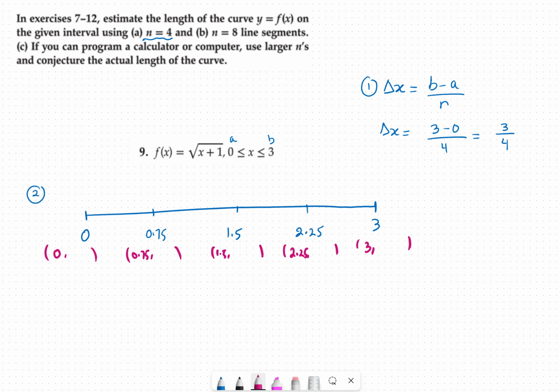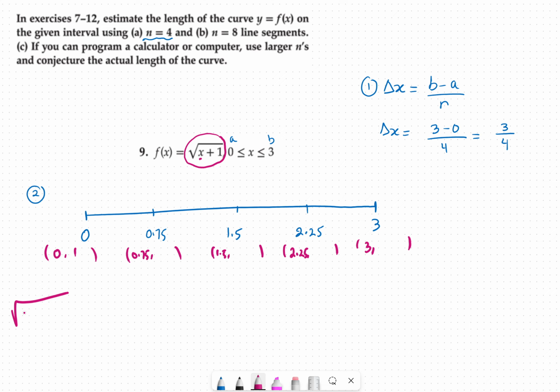Now how will I find the y? You will have to do direct substitution into your function. So when x is 0, you will go to your calculator and you will write square root of, instead of this x, you will put 0. So square root of 0 plus 1 under the root, it will give you 1. Then again you will do the same. You will go to the next point.